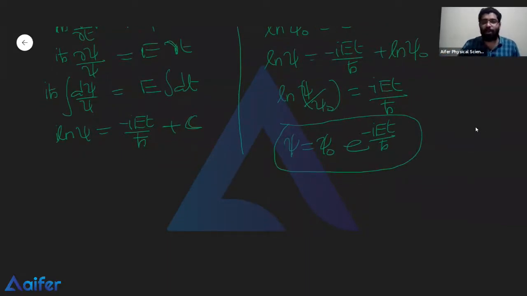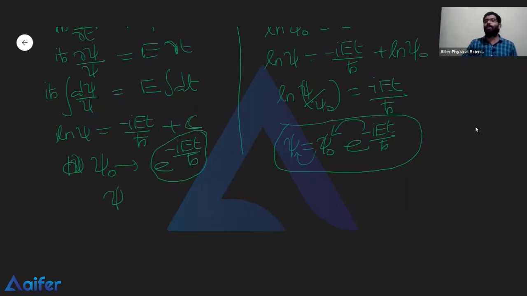Anyway, I will spend one minute on this. Quantum mechanically, if you have a state vector, your state is psi naught. Using the operator e raised to minus i E t by h cross, which is called the time translation operator, you can take the system to a new state psi. The operator acting on psi naught takes you to a new state. So this is a quantum mechanical operator, called the time translation operator in quantum mechanics. This is the Schrodinger equation solution, and it is also solved using the variable separable method.